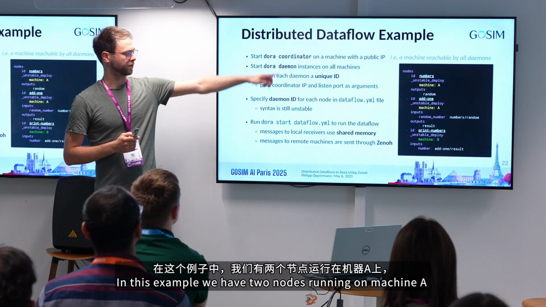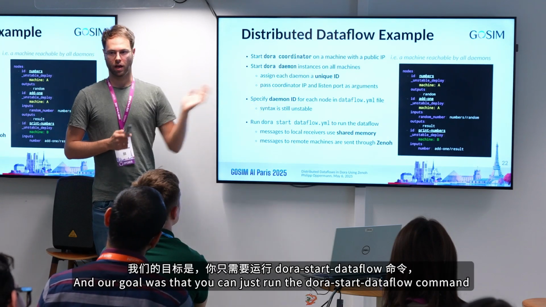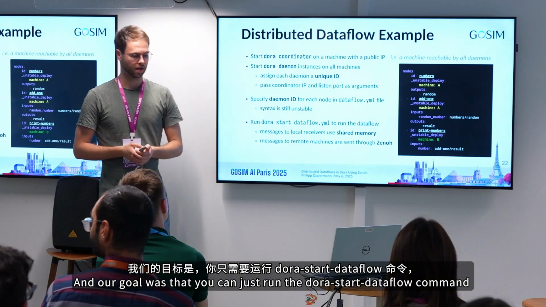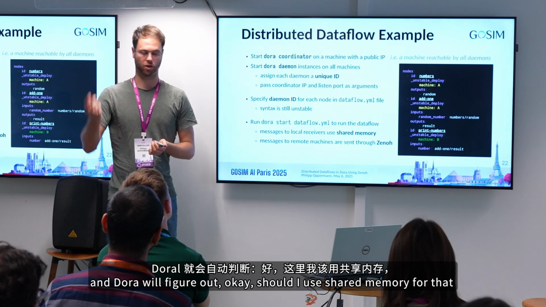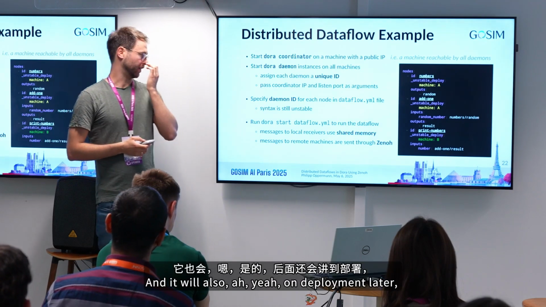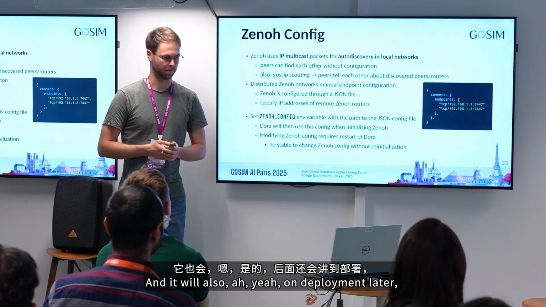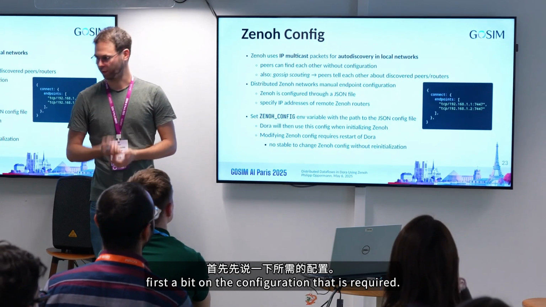In this example, we have two nodes running on machine A, and the third one is running on machine B. Our goal was that you can just run the Dora start data flow command, and then Dora will figure out whether it should use shared memory or Zenoh for each connection. And it will also handle this on deployment later. First, a bit on the configuration that is required.